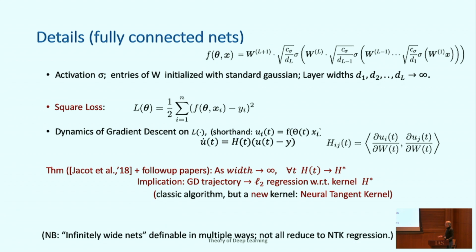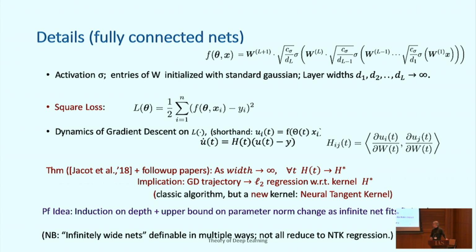Okay? Infinitely wide nets are definable multiple ways. You know, this has L2 loss, arbitrarily small learning rate, etc. Not all of them will reduce to NTK regression. And the proof, as you can imagine, is some kind of induction on depth, and you have to estimate how much the parameters are changing so that this initial description in terms of the H is still valid as the training proceeds.